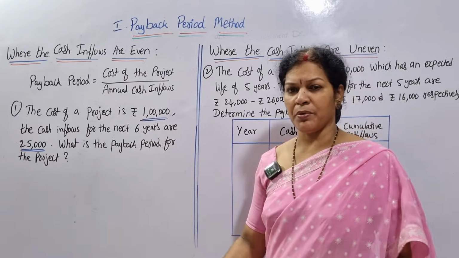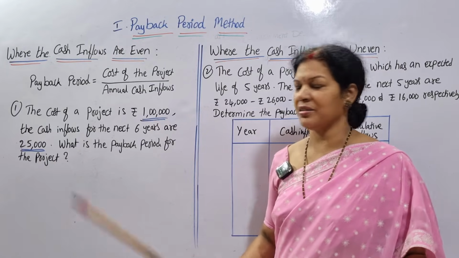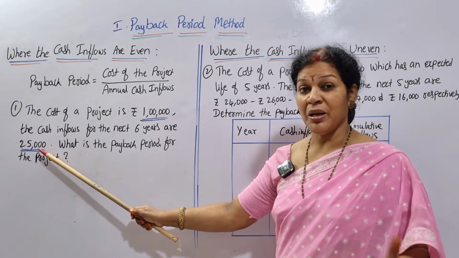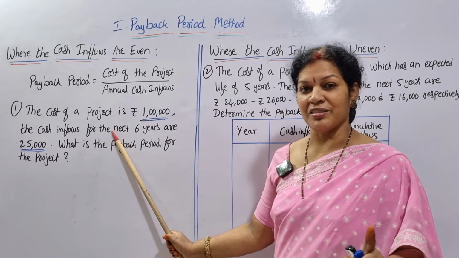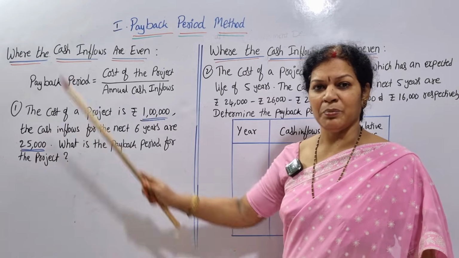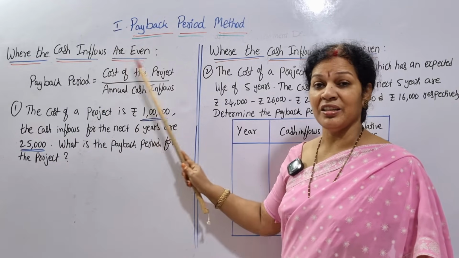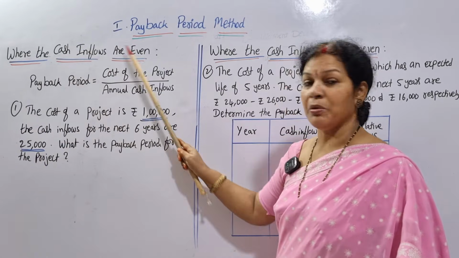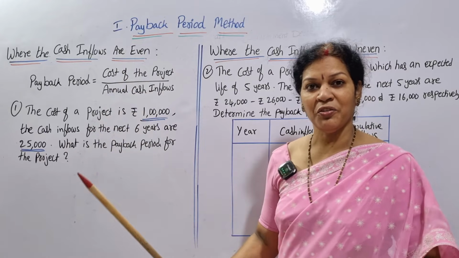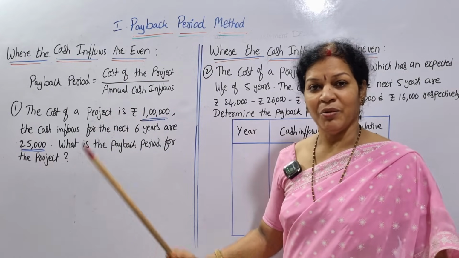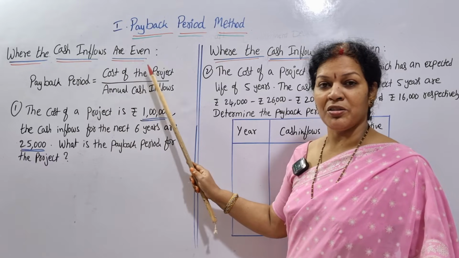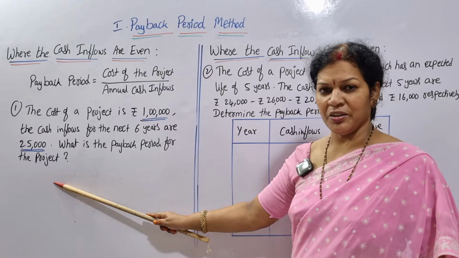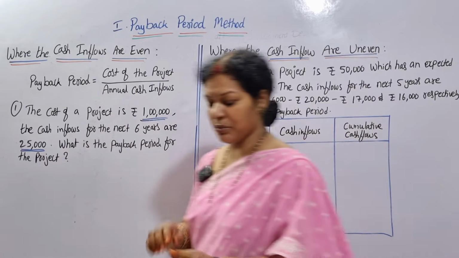When you see the problem, you have to understand what it is. Investment is 1 lakh and my inflows are 25,000 per year. How many years? 6 years. Every year same amount. It means what is it? It is even. Okay. When cash inflows are even method, I'll use the formula. What is the formula? Payback period is equal to cost of the project divided by annual cash inflows. I am not writing the formula because already I have written. So you have to write.